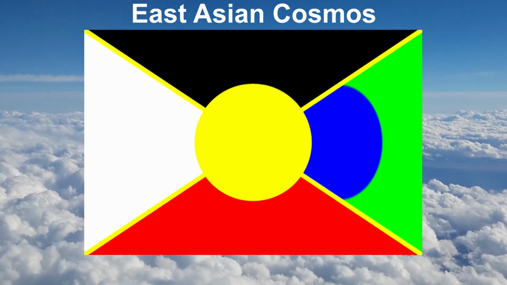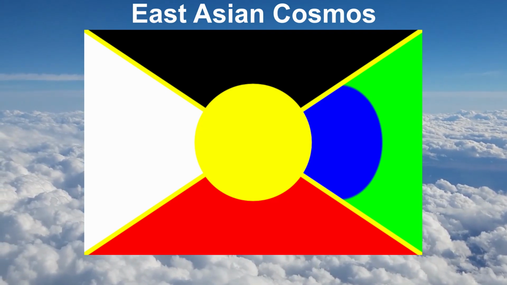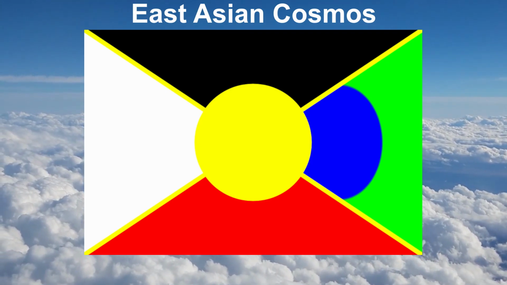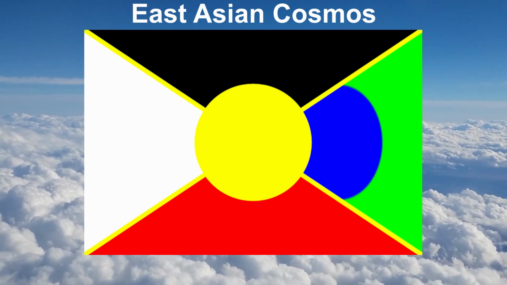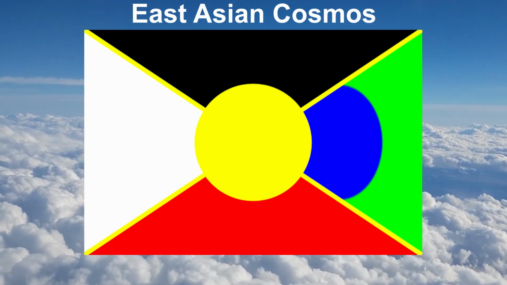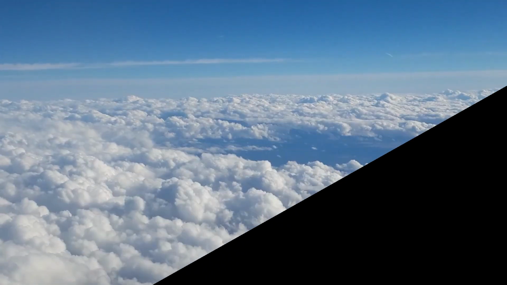The reason blue and green are together is because East Asian languages originally made no distinction between blue and green. Yellow represents the center of the world and all the transitional spaces and times in between. This is why there are yellow lines dividing the 4 regions of the flag.